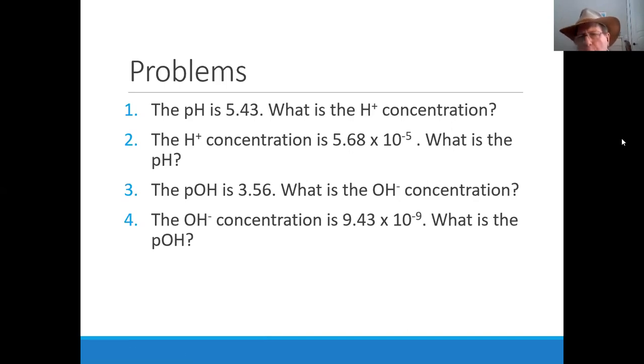All right, simple questions, guys. Remember, if you have the pH and you want the concentration, hit the 10 to the X button, make the pH negative, type it in, hit enter. That will give you the concentration. If you have the concentration and you want the pH, then type log, type in the number, hit enter, and whatever number comes on the screen, make it positive.